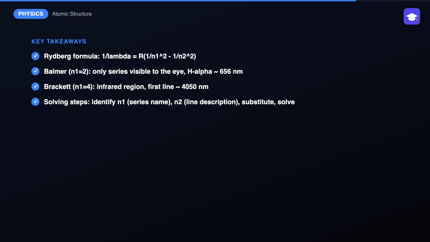The Rydberg formula, 1 over lambda equals R times 1 over n1 squared minus 1 over n2 squared, calculates hydrogen spectral line wavelengths directly, with each series named by its own landing level n1. The Balmer series, n1 equals 2, is the only series visible to the naked eye, with its H alpha line at approximately 656 nanometers. The Brackett series, n1 equals 4, lands in the infrared, and for any numerical, correctly identifying n1 from the series name and n2 from the described line is the essential first step.